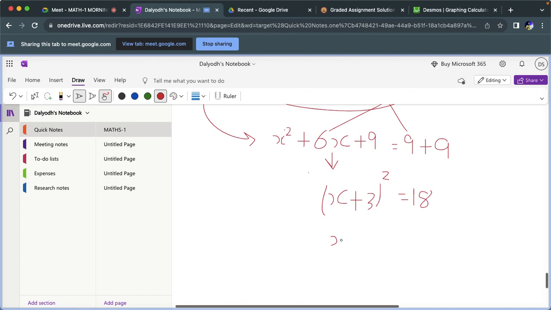We can take a square root, right, from both sides. So what's the square root of 18? You can write 3 root 2, yes, 3 root 2, that's fine. Plus or minus. Yeah, plus minus, sorry. This must be plus minus.